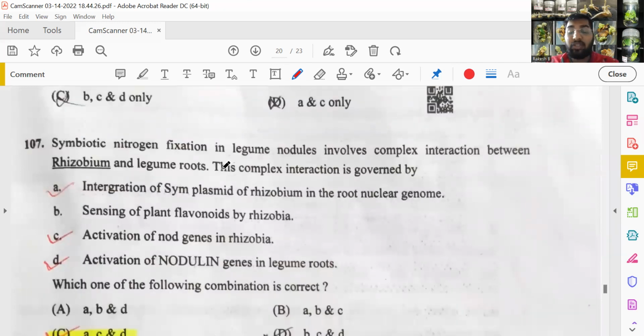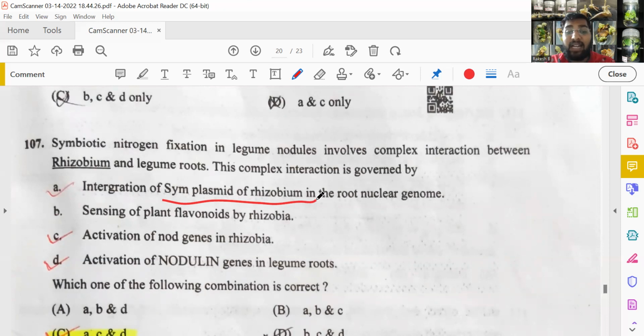Symbiotic nitrogen fixation. If you studied this, what happens? There are certain things called nod genes in the rhizobia that get activated, and nodulin genes that are present in the legume roots, both need to be activated, and there should be integration of the Sym plasmid into the root nuclear genome. So that helps in biological fixation or nitrogen fixation.